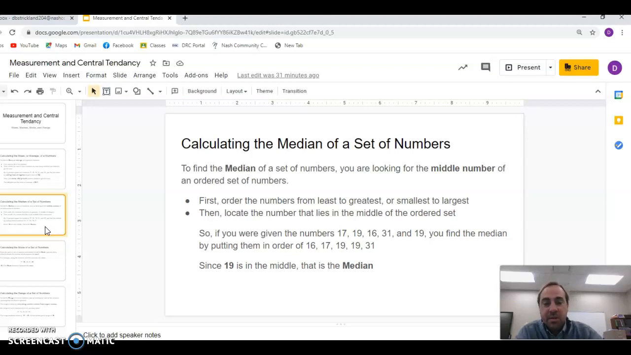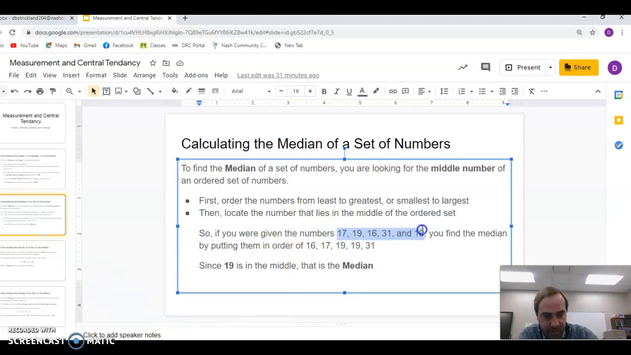So if we were to take the numbers we were given originally, those same 5 numbers, we're going to put them in order. So we're going to say, okay, we got 16, 17, 19, 19, and 31. Well, since the number 19 is in the middle because there are 2 below and 2 above, that would be our median. Okay? So to get your median, just put them in order and find out which one is in the middle.